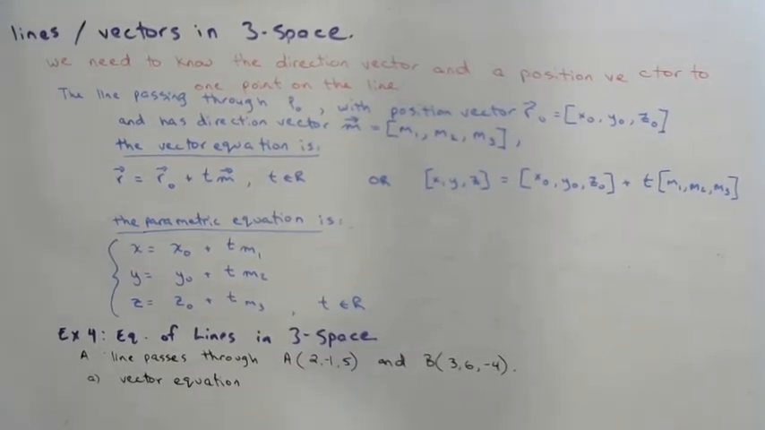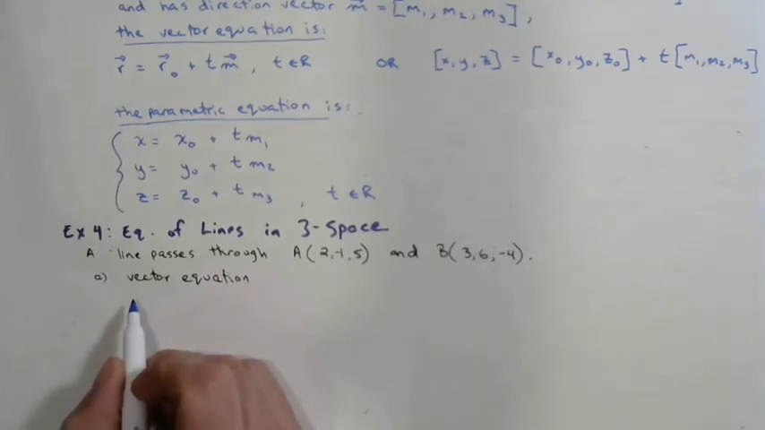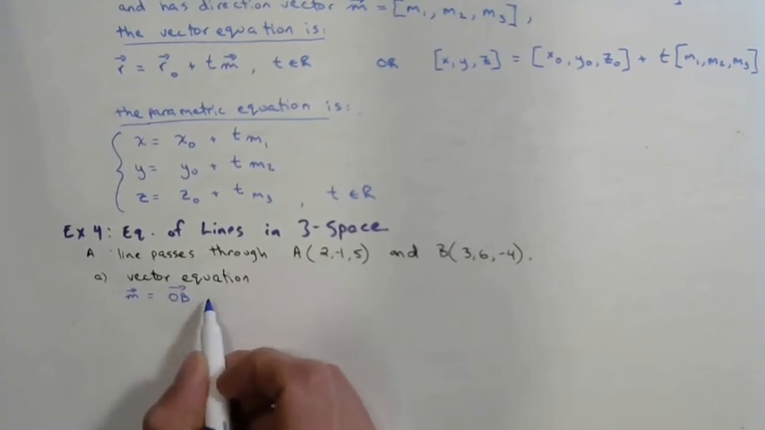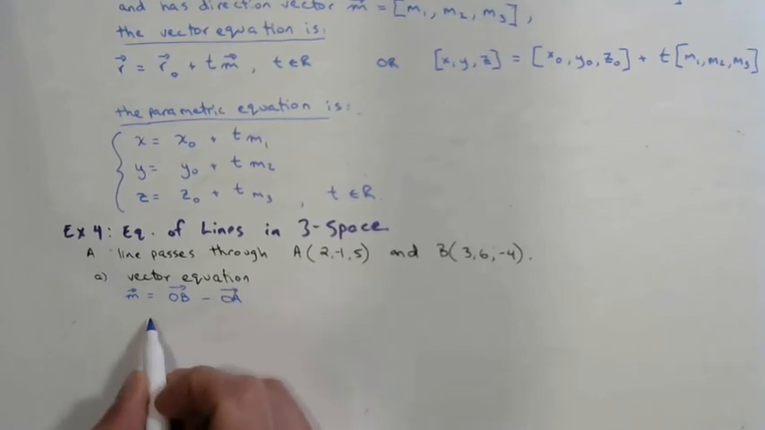We're going to write a vector equation, then a parametric equation, and then we're going to determine if a given point is on the line or not. Okay, so step 1 for the vector equation is the same as before. We are going to find a direction vector. Our direction vector is the vector that gets us from the tip of OB to the tip of OA.